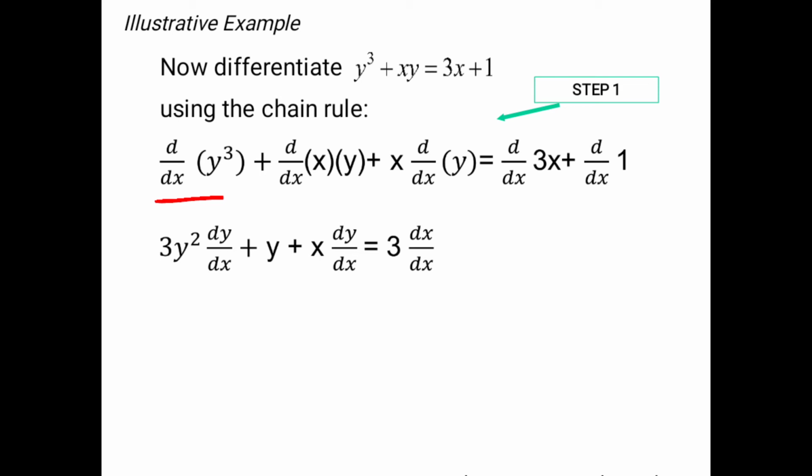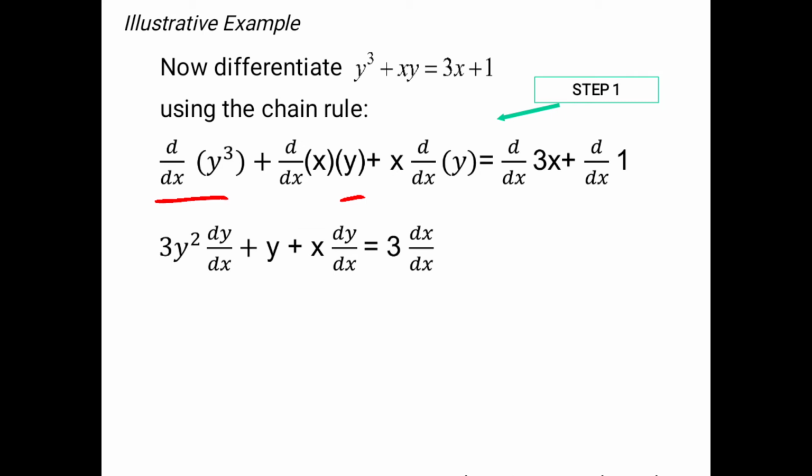Then plus, since we have xy here, we are going to use the product rule. Of course, first we get the derivative of x, which is 1, since the exponent is 1 and we only have x. That's why here in our second term we only have y, so times the second term y. And then we multiply x by the derivative of y. Since we get the derivative of y, we can denote it as dy over dx.